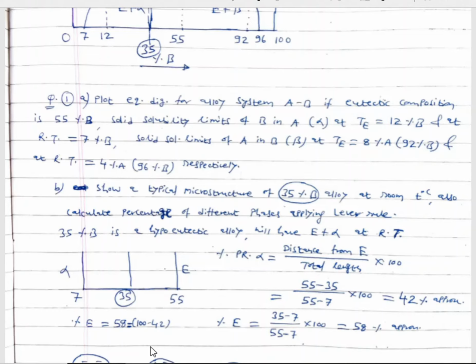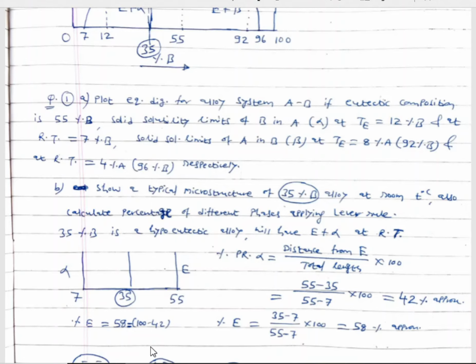It will come 55 minus 35 divided by total arm length, 55 minus 7, into 100. So this will come approximately 42%. Remaining is eutectic: 100 minus 42, so 58% will be eutectic.